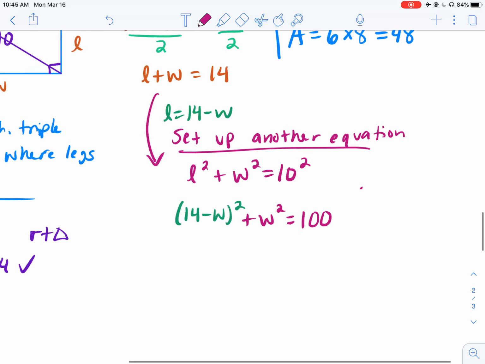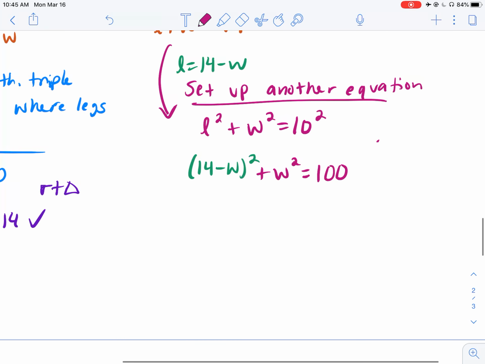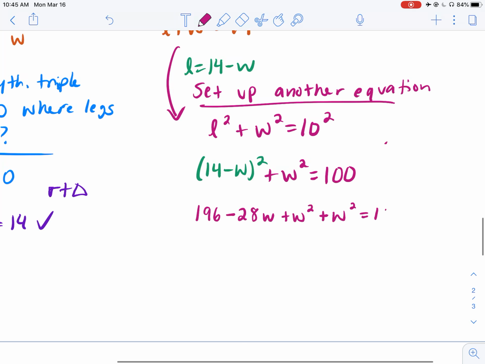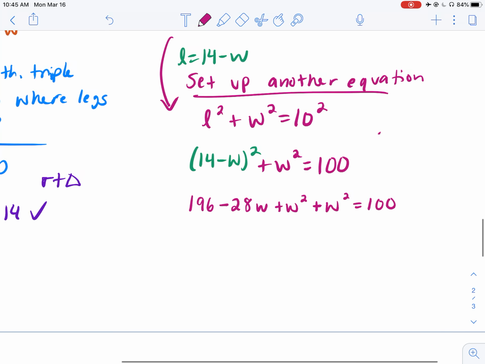So let's go back down to our system. When we square this out, remember that we have to do our formula. So the first number squared is 196. Then we multiply the two numbers together and we double them. That makes minus 28W. Then we square the last term, plus W squared. And then we add on the plus W squared equals 100. Looking here, these are not opposite signs. They do not cancel, which means we will have to factor.